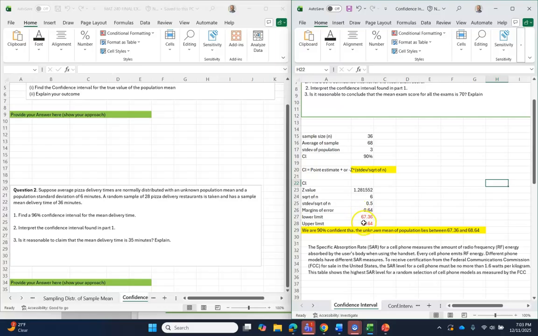So we are allowed the average to fluctuate between 67.36 and 68.64, and therefore this one is outside the margin of error and we cannot accept it. So if you work on this question, let me see if 35 will be within the margin of error or it will be outside the limits.